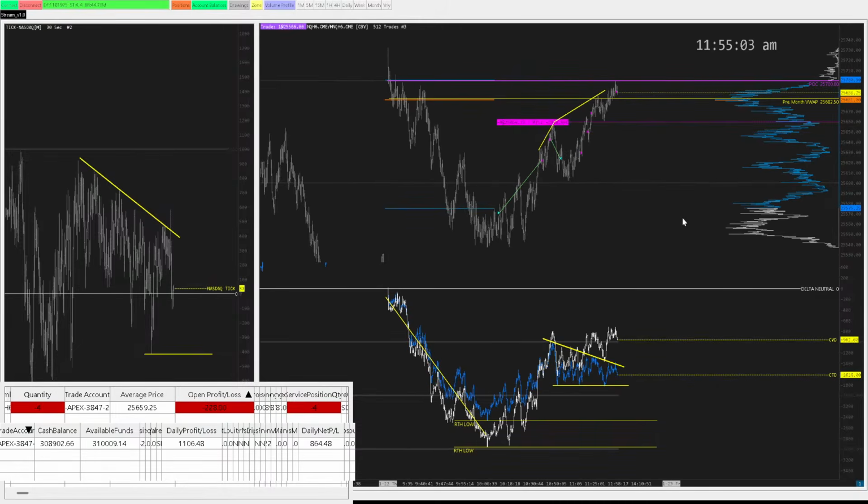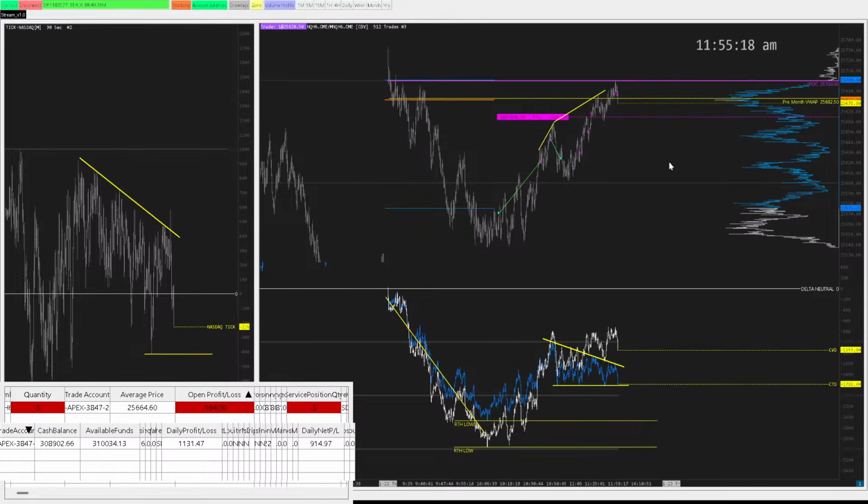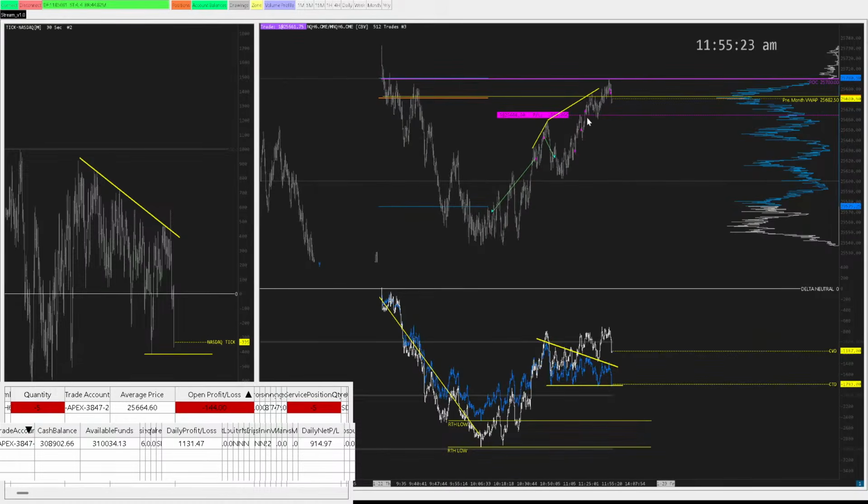I'm going to add 1, maybe 2. So that brings our theoretical average up to half of a full-size contract. And that purple line is our current theoretical average on the position. So we're in 5 micros. Yeah, exactly. You're right.